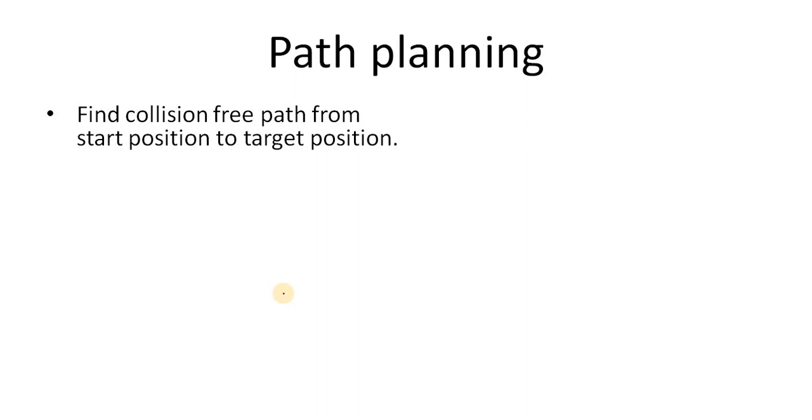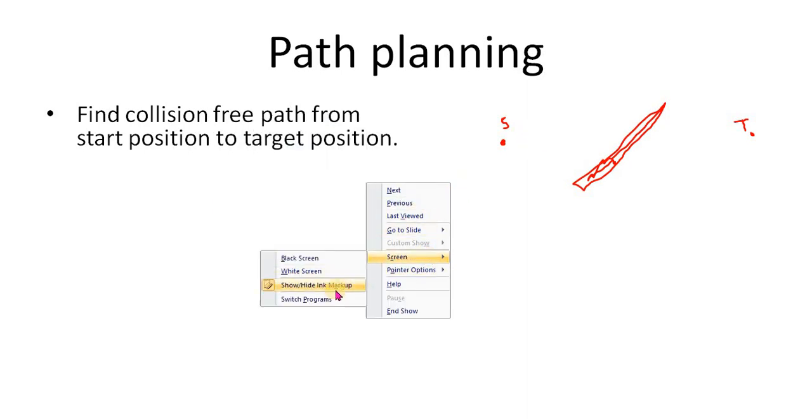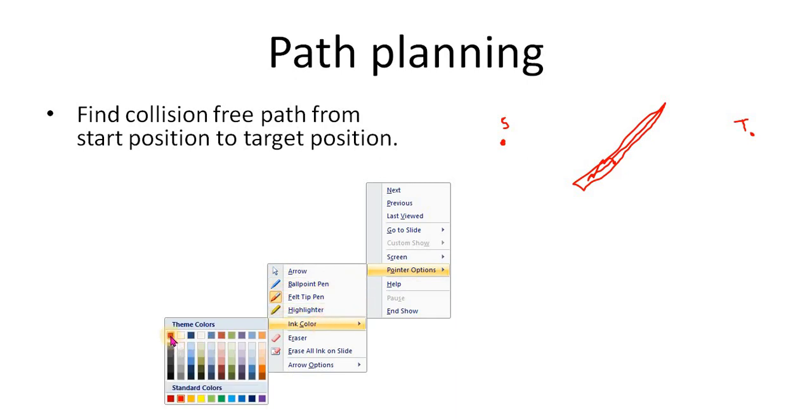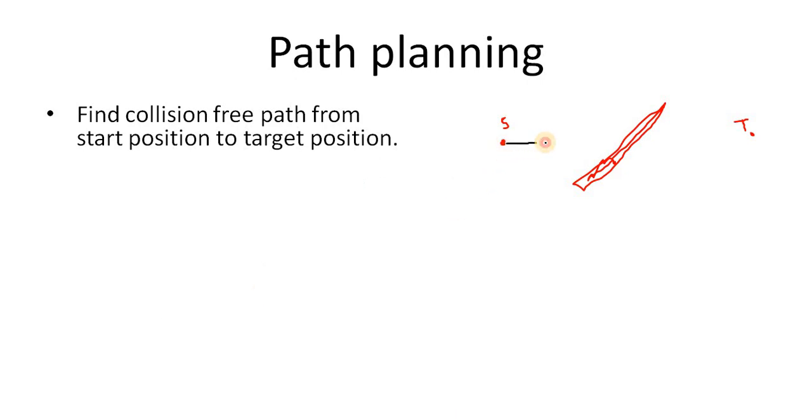And in path planning, what we do, we find a collision-free path from start position to target position. So this is a start position, and this is the target position, and then there is an obstacle. So what we do, we try to make a path that, first, avoids the obstacles and reaches the target. Okay, this is one of the requirements. And then we have to satisfy some constraints.